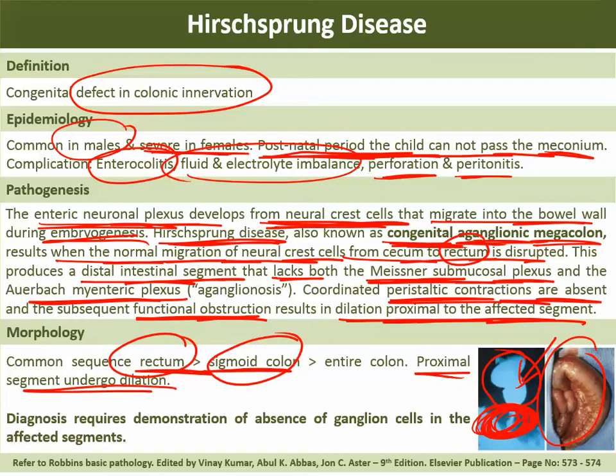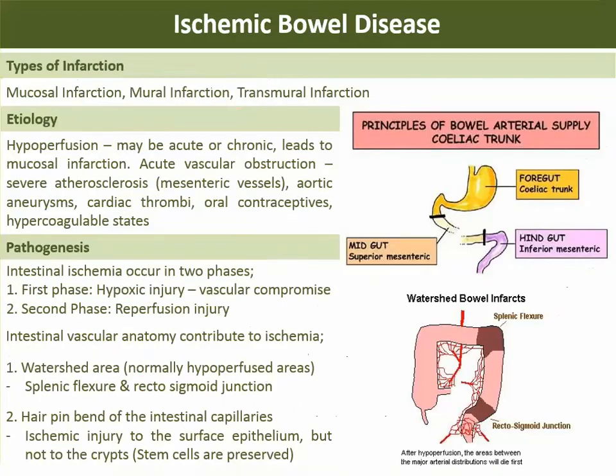So we take two pieces of tissue, from the affected segment and from the dilated segment. So which segment will have ganglion? Mashallah. The dilated segment will have ganglion, and the affected segment will not have ganglion. That confirms it is Hirschsprung disease. So diagnosis requires demonstration of absence of ganglion cells in the affected segment.